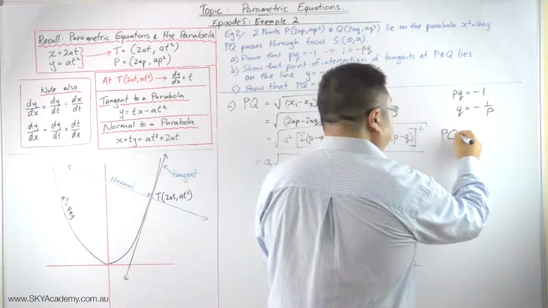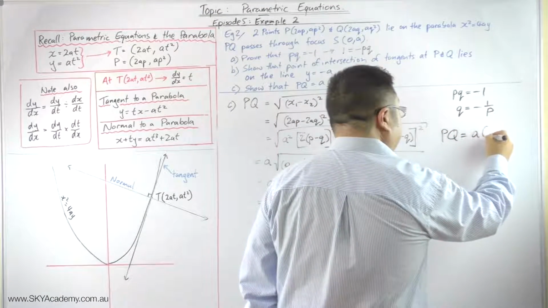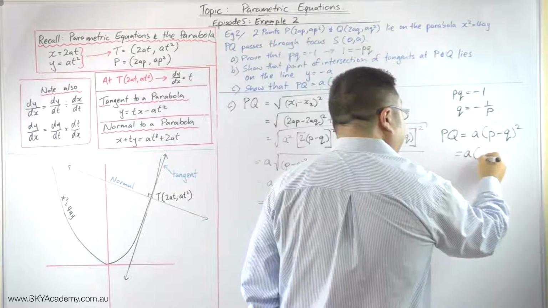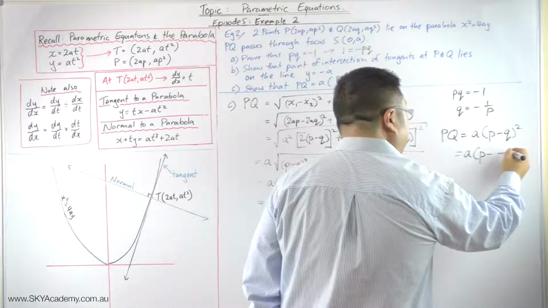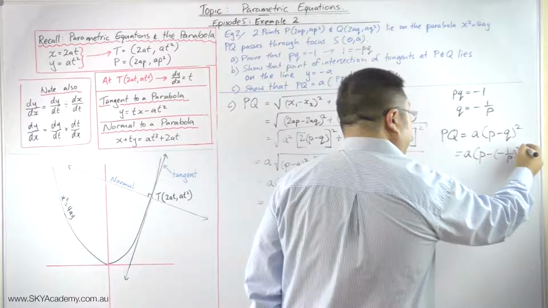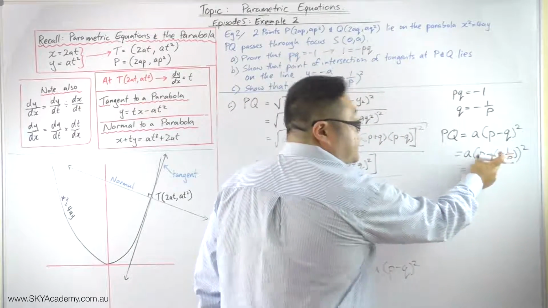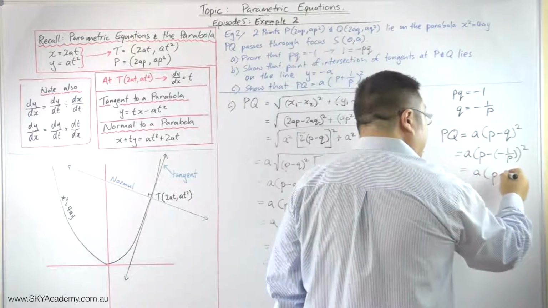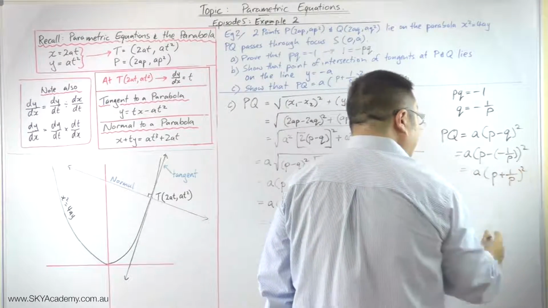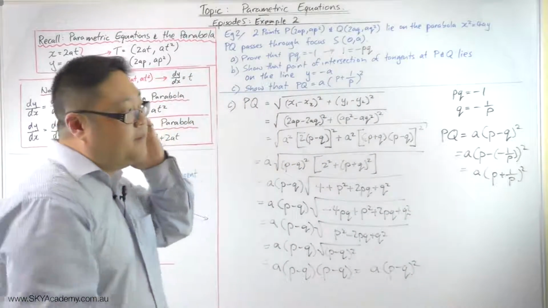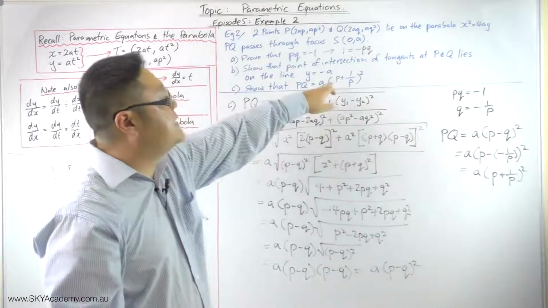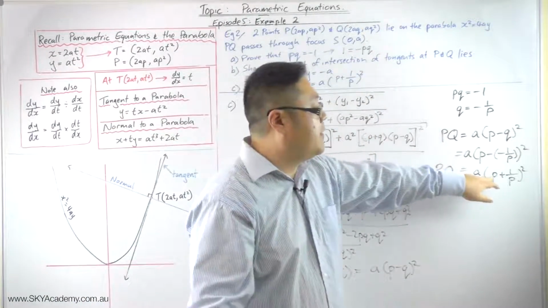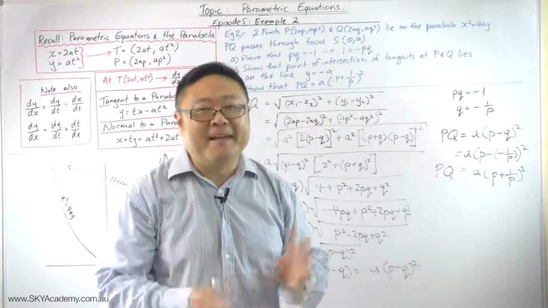So now PQ is equal to A outside of P minus Q all squared, which is going to be equal to A outside of P minus negative 1 on P all squared. Now, these two negatives make a positive, so it's equal to A outside of P plus 1 on P all squared. Bingo, there you have it. This bit is exactly what we're looking for. So PQ is equal to A outside of P plus 1 on P all squared. Okay, so there you have it.